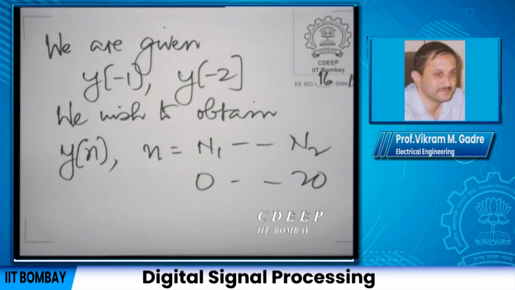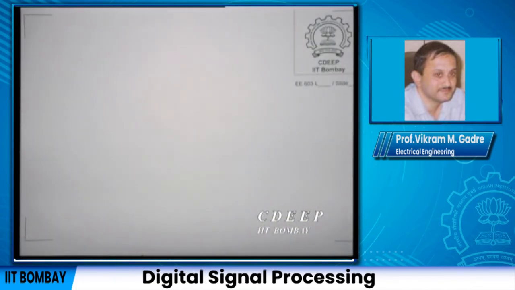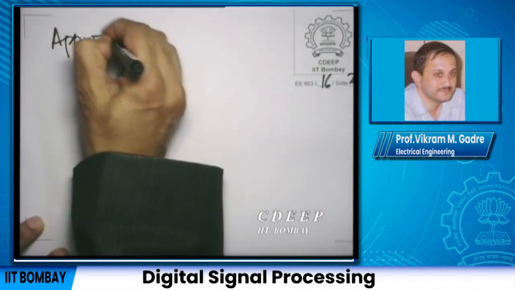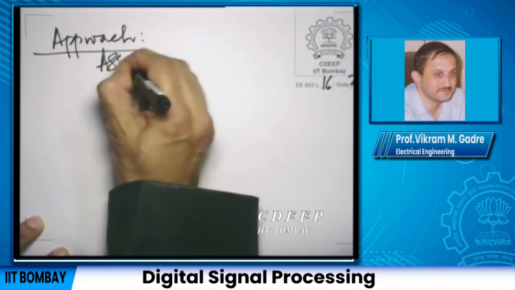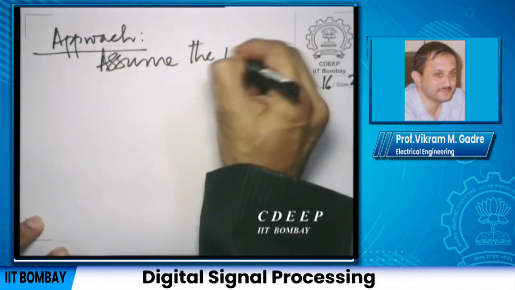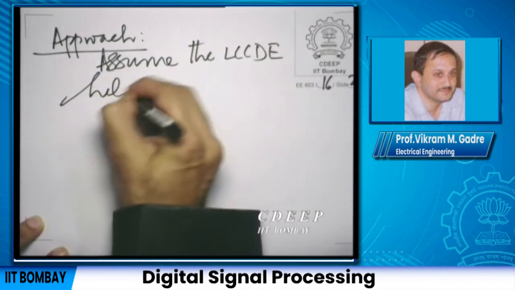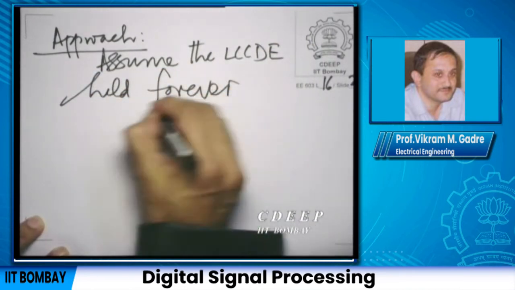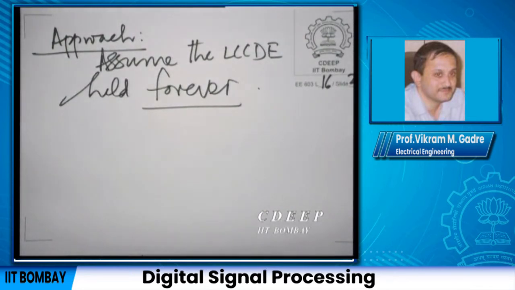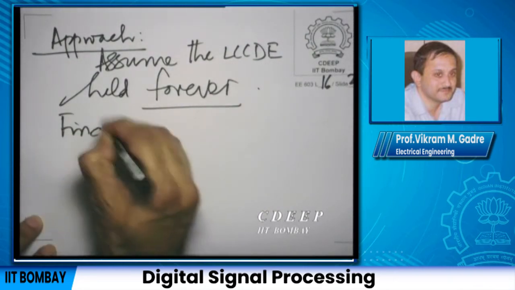Well, the approach to proceeding is to, for a moment, assume that this difference equation lasted forever. So, the approach is: assume the difference equation lasted forever, assume the LCCD held forever. Find the corresponding system function.